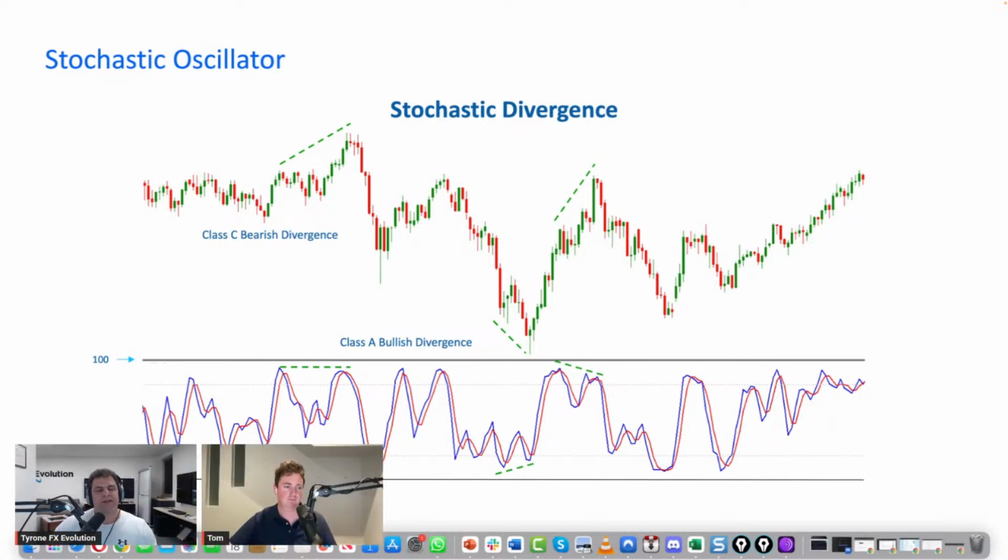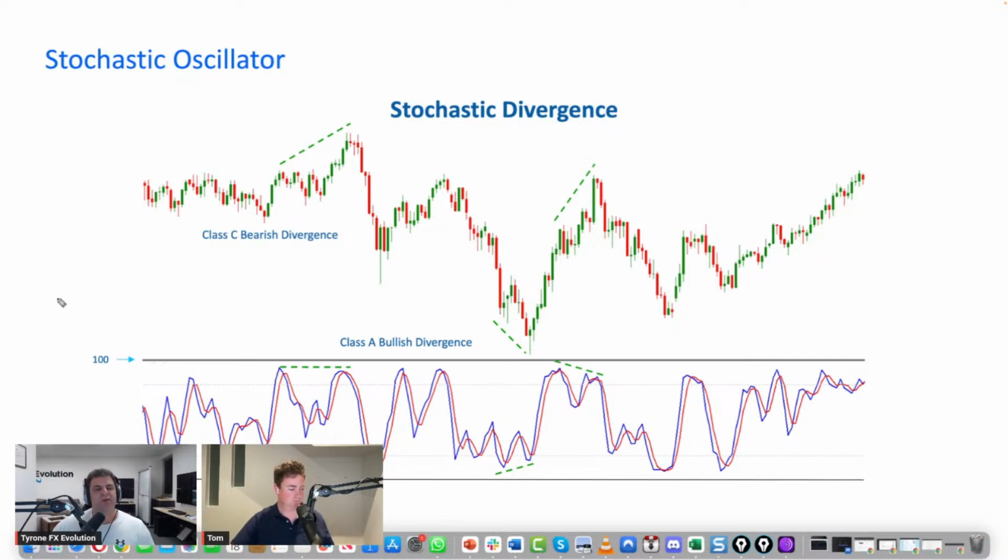Now, divergence is essentially, and it can be used among different indicators, of course, right? So you can have MACD divergence, you can have RSI divergence, there's all sorts of divergence. So it's interchangeable in the sense of what indicator you're using. But in the stochastic version, what we're effectively looking for is a discrepancy between what price action is actually doing and what the indicator is doing.